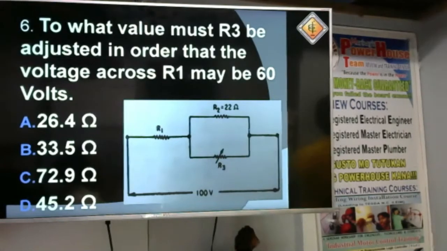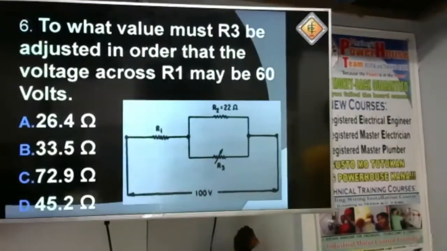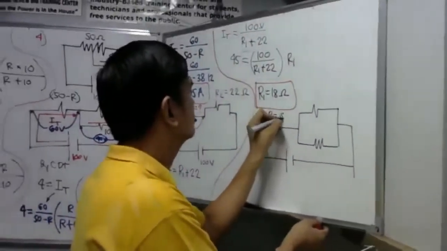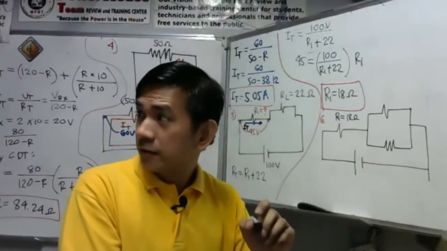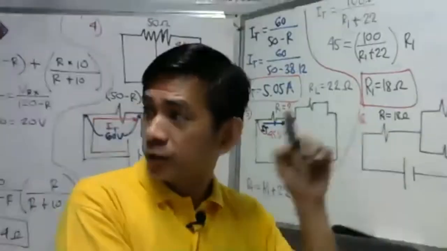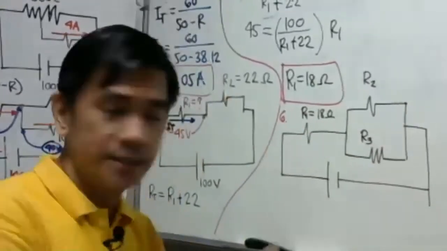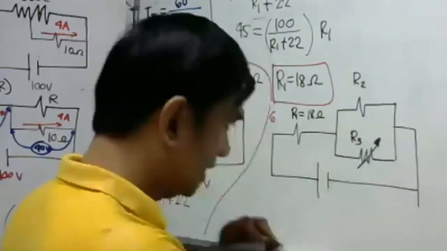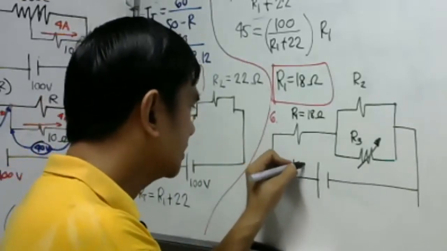So, this is our circuit, guys. Okay, I will use the 18 we calculated. We calculated 18 ohms. Okay? And then, we have here R2, this is R1, then R2 and R3. Then we have R3. Okay? Then we have a potentiometer, the variable resistance. We have our 100 volts here.